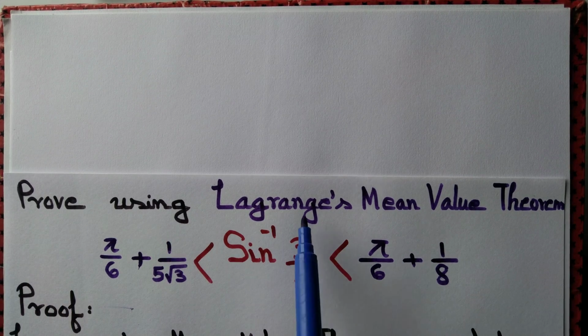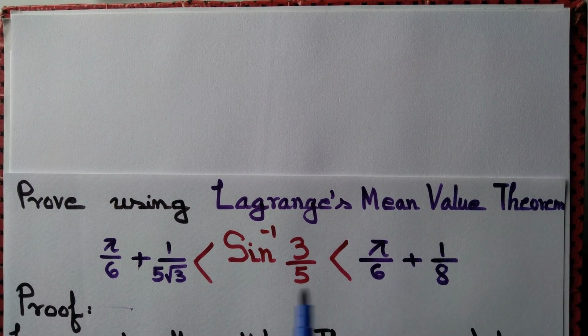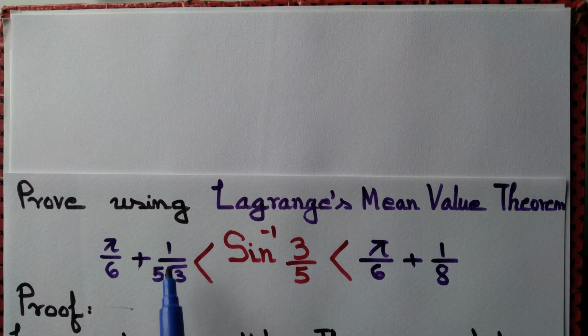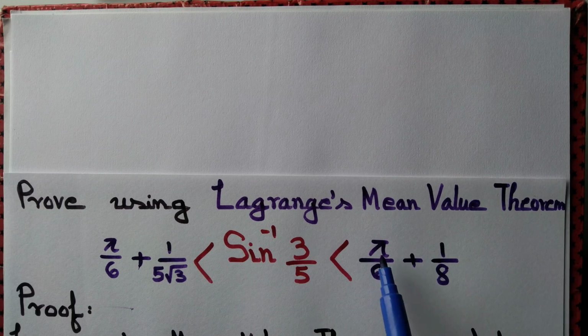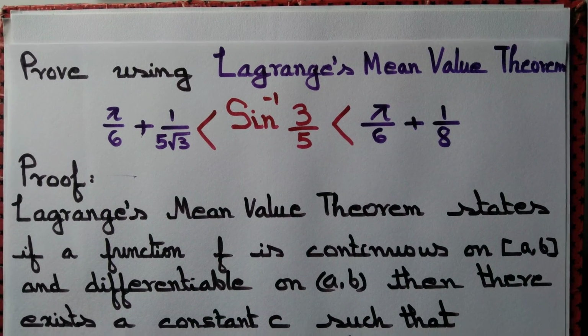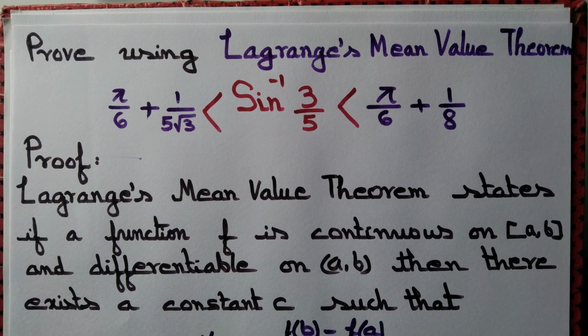Let's prove using Lagrange mean value theorem that sine inverse of 3 by 5 lies between pi by 6 plus 1 by 5 root 3 and pi by 6 plus 1 by 8. Let's recall what Lagrange mean value theorem says.